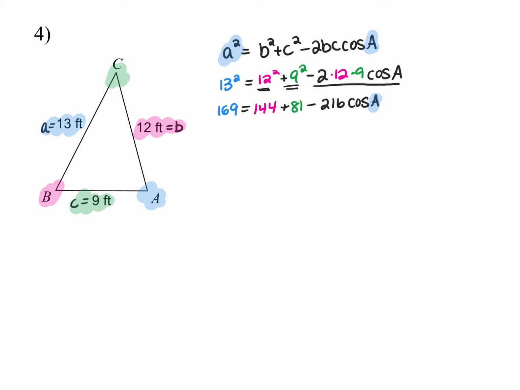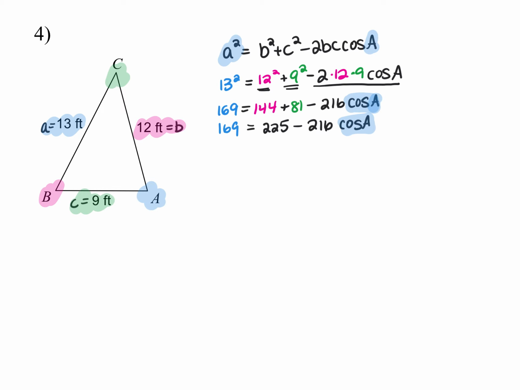But in order to do that, an intermediate step is I'm going to have to get cosine of A on one side of the equation by itself. So using our order of operations, and you can do this a bunch of different ways, but the general idea is the same, I'm going to start by adding the 144 and the 81 together. If I add 144 and 81, I'm going to get 225. Okay, minus 216 cosine of A. Remembering that right now I'm trying to get cosine of A by itself.